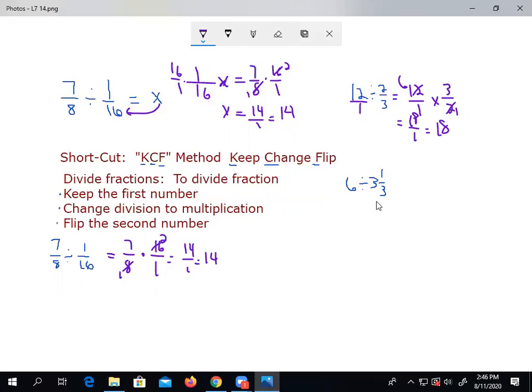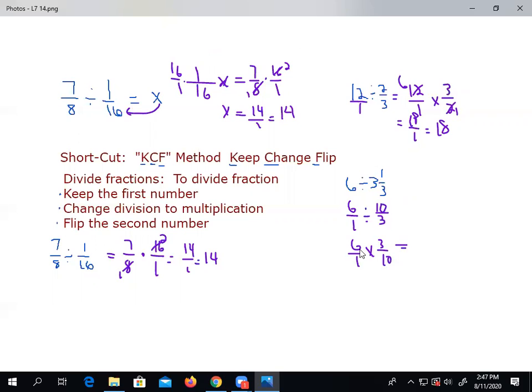So 6 divided by 3 and 1/3. Again, let's make this look like fractions to start with. So 6 would have to be 6 over 1. And to make a mixed number look like a fraction, we can use our little strategy. 3 times 3 is 9 plus 1 is 10. So I could change that to 10/3. So now it looks like fraction math. So now we can use the KCF, 6 over 1. Keep, change division to multiplication as long as we flip to 3/10.